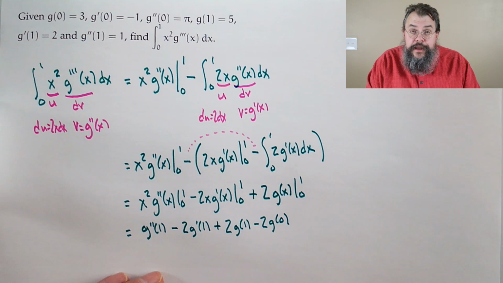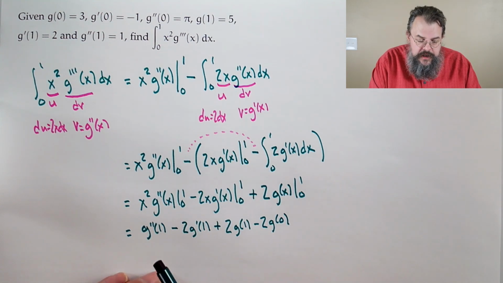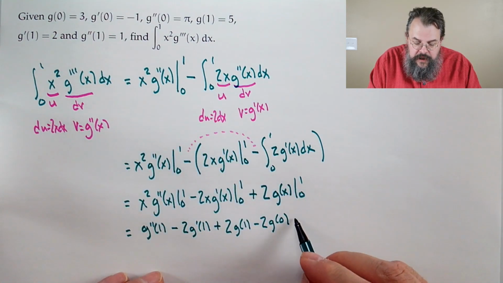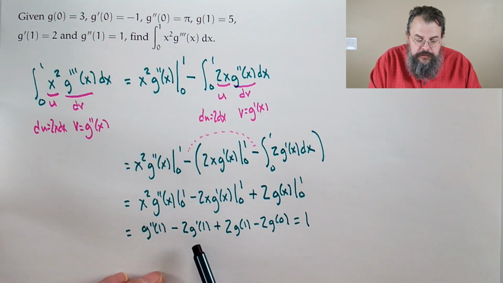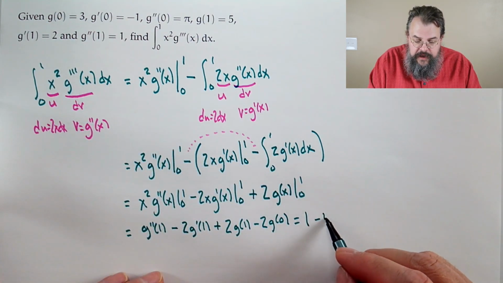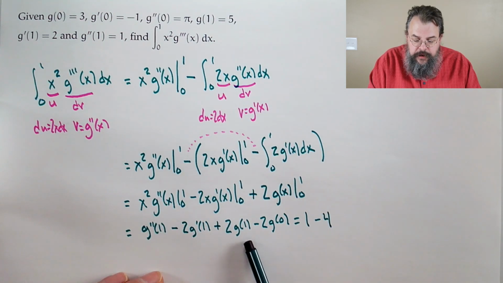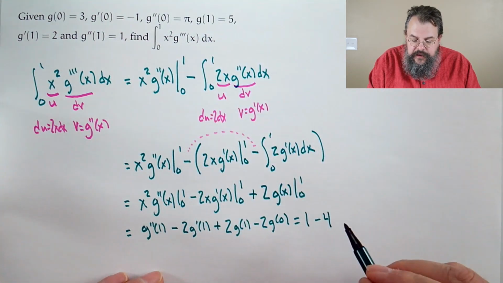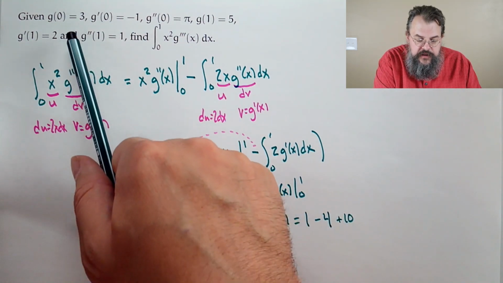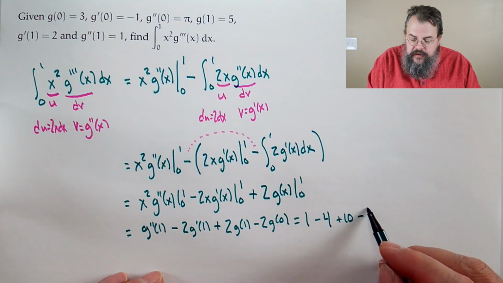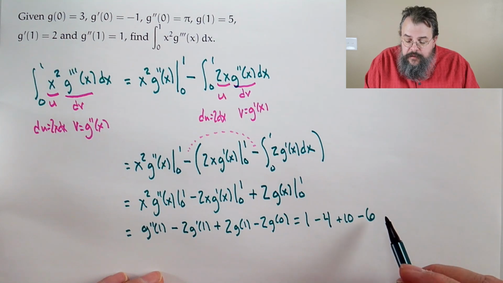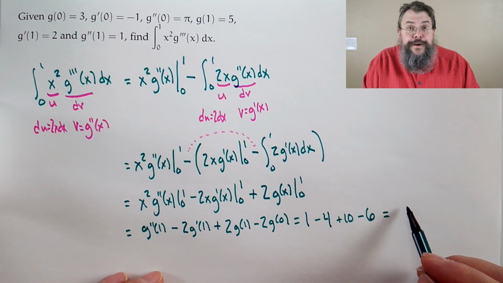So last thing, and then we're done, is we just have to look these up. g double prime of 1 is where? There it is. It's 1. Okay, so we get 1. 2 times g prime of 1, 2 times 2 makes that minus 4. 2 times g of 1, 2 times 5 is plus 10. Minus 2 times g of 0, so minus 2 times 3 is minus 6. So 1 minus 4 plus 10 minus 6 gives us a final answer of 1.